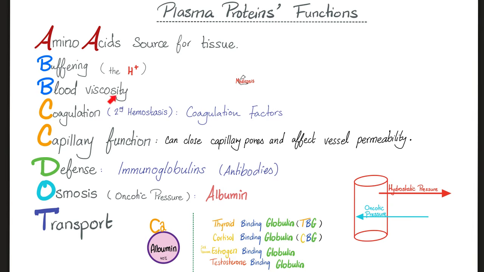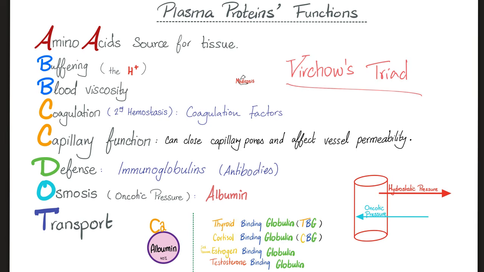Why is high blood viscosity important? It's important to maintain a robust peripheral resistance, which will maintain a good blood pressure. If your viscosity is too low, you can get hypotension. If your viscosity is so high, it causes stasis, which increases your risk of coagulation. Remember Virchow's triad? We had endothelial damage, blood stasis, and hypercoagulability.